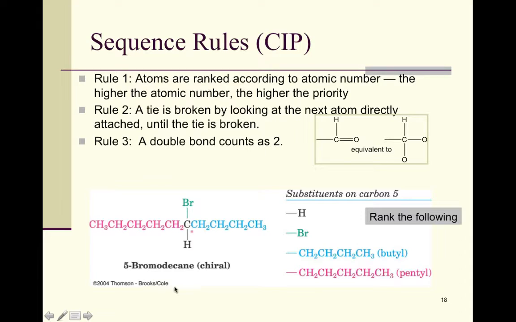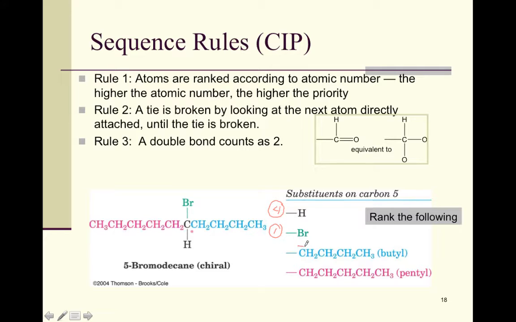Our 5-bromodecane is back. Let's take a look at ranking each of these 4 pieces. On the right side here, we went ahead and rewrote the substituents. We have a hydrogen, we have a Br, we have a butyl group, that's this one here, it has 4 carbons, and we have 5 carbons here. Let's rank the following. Looking at our periodic table, we know right away that hydrogen is going to be number 4. That's the lowest priority. Bromine has a higher atomic number than carbon, so that'll be number 1.